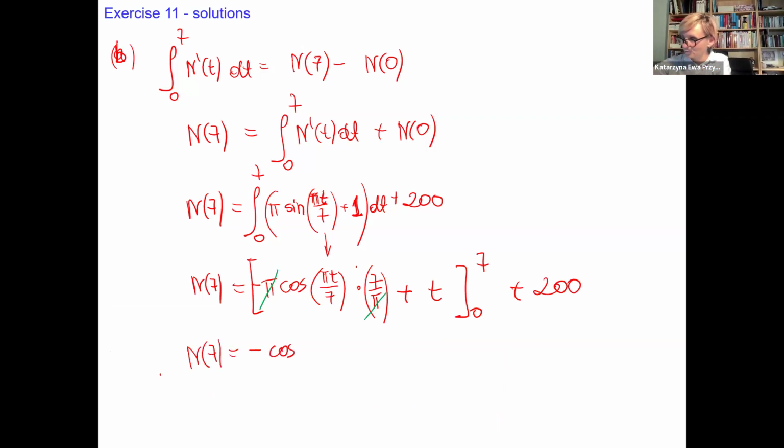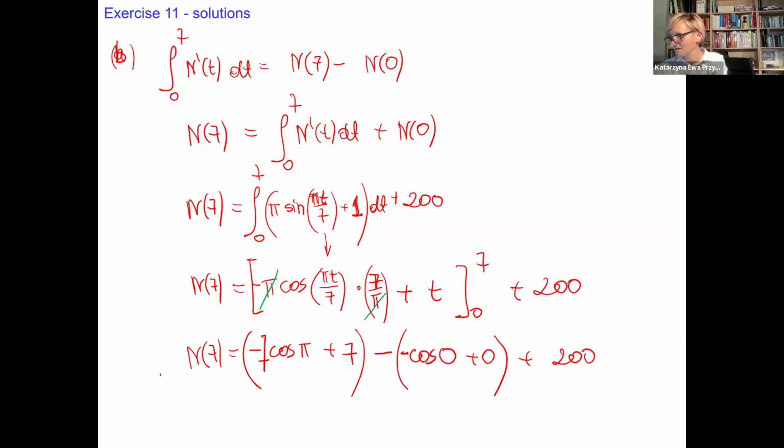Negative cosine, when we substitute 7, it will be 7 over 7, just pi. Okay, or actually 7, because this is 7. And then plus 7 minus, when we substitute 0, it will be 0 plus 0. Okay, I think I set up the fundamental theorem correctly.